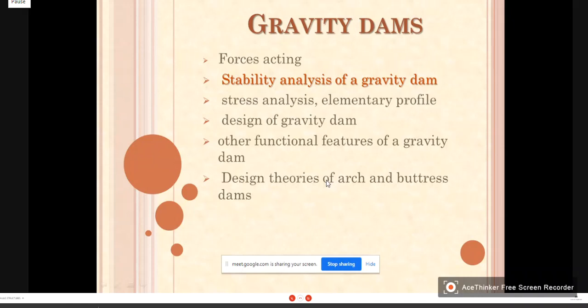Gravity dams. We already know about gravity dams. In this chapter we have the topics: forces acting and stability analysis of gravity dams, stress analysis, elementary profile and design of gravity dam, other functional features of gravity dam, design theories of arch and buttress dams. In this, Venkatesh already told about the forces acting. We are going through this.